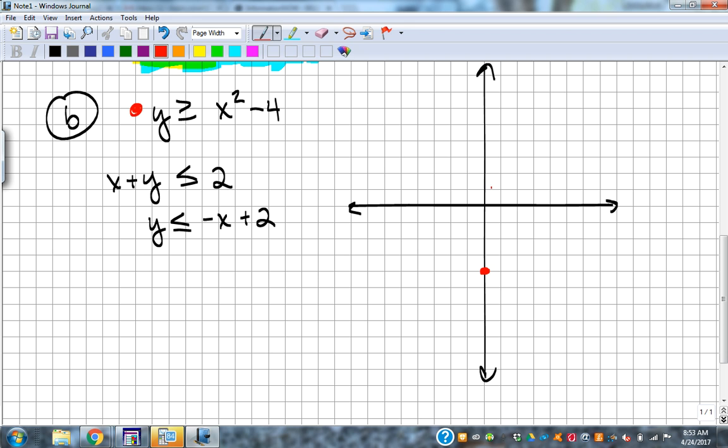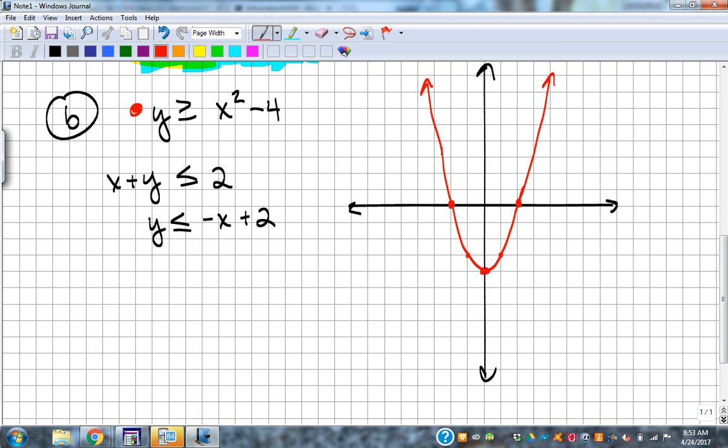If I plug in 1, 1 squared is 1, minus 4 is negative 3. If I plug in 2, 2 squared is 4, that's 0. And then I know it's symmetric. And is that a dotted or a solid line? Solid because it's equal to, so get that parabola shape going there.